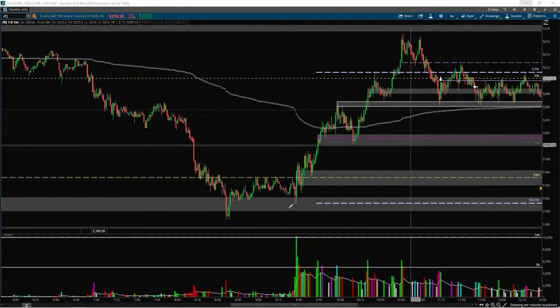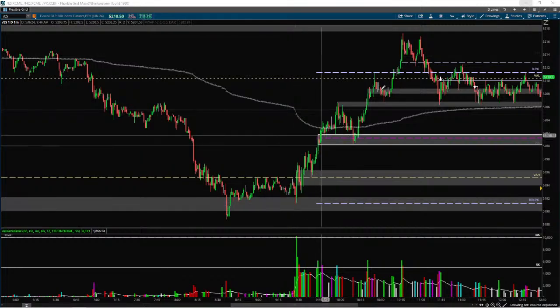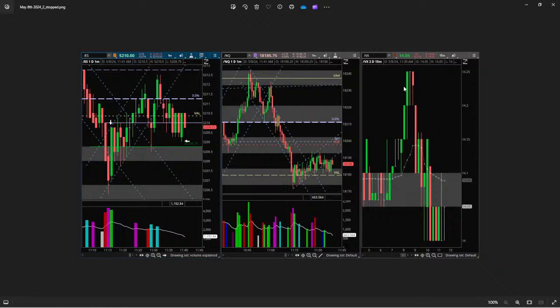Now, like I said, I had 2, 3 setups to go long, and then 1 setup to go short. Double top, right? But I just didn't feel confident in it. I'll pull up a larger time frame to show you what the chart looked like at that time.